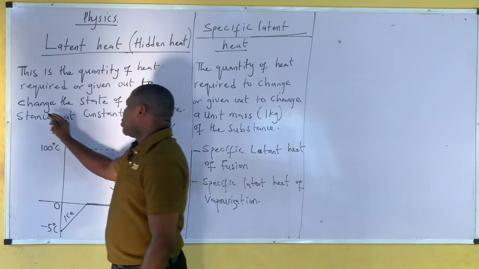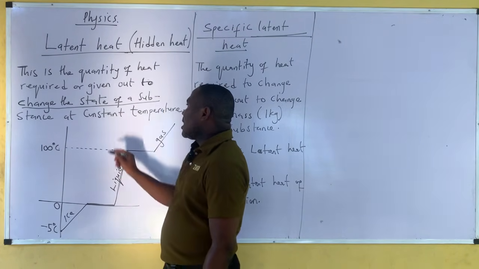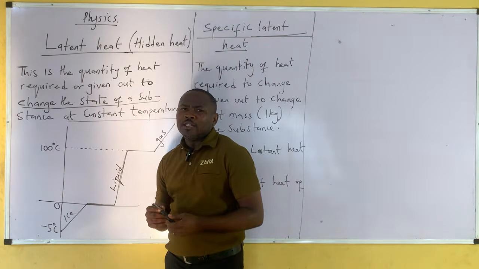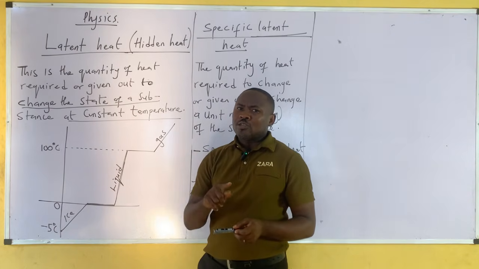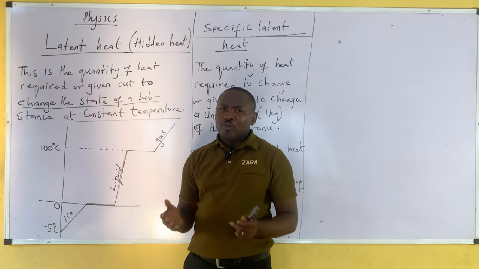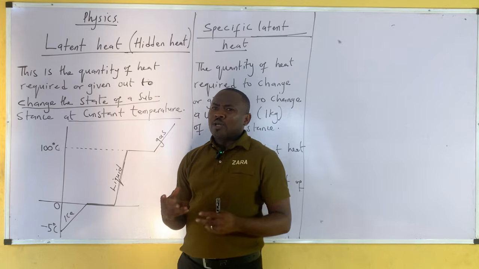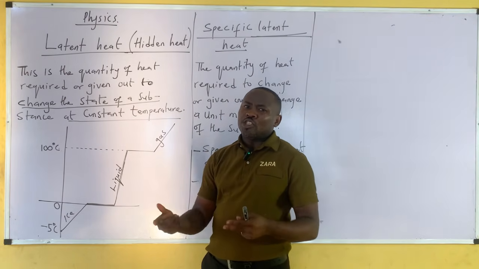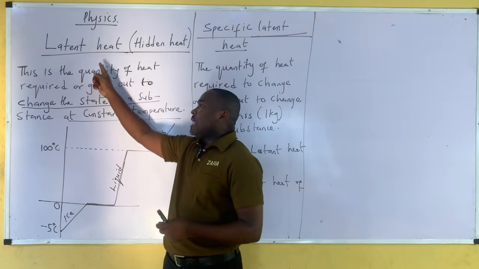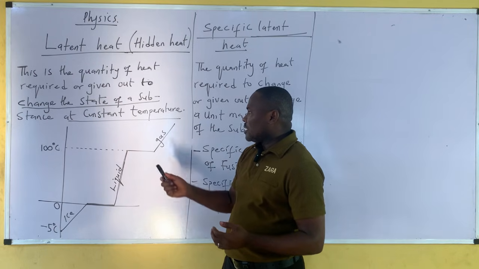Take note, to change the state of a substance at constant temperature. So the change occurs at a constant temperature. It's as though there is no change in temperature, but there is a change in the state of the substance. So that's why this heat that brings about this change in the state of the substance is now called latent heat. Now let me show you something in this graph.